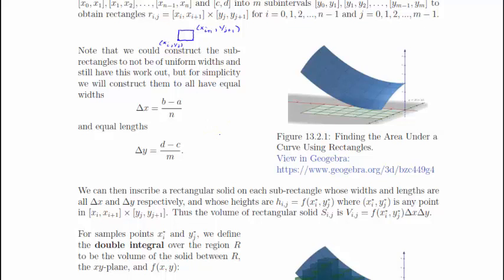So this is going to give n times m rectangles of equal width and length.